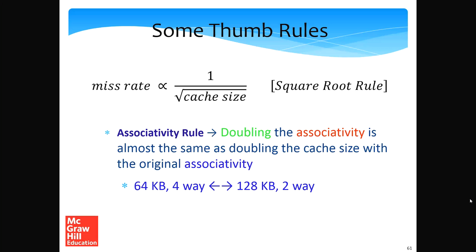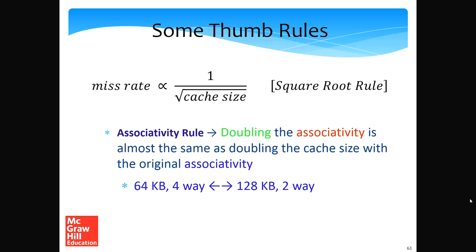So let's now discuss some thumb rules. What is a thumb rule? A thumb rule is something that people have observed and use, but it does not have a theoretical proof. It has just come from observation, and that's the reason it's called a rule of thumb.